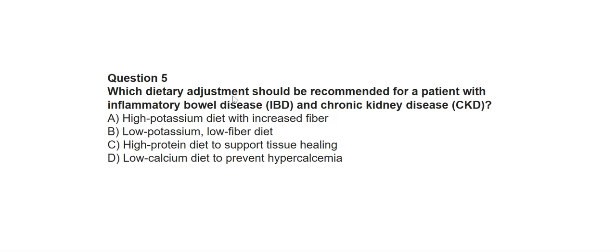Question 5. Which dietary adjustment should be recommended for a patient with inflammatory bowel disease and chronic kidney disease, CKD? A. High potassium diet with increased fibers. B. Low potassium, low fiber diet. C. High protein diet to support tissue healing. Or D. Low calcium diet to prevent hypercalcemia. So we read this one during the lecture, within the slides, and the answer is B.